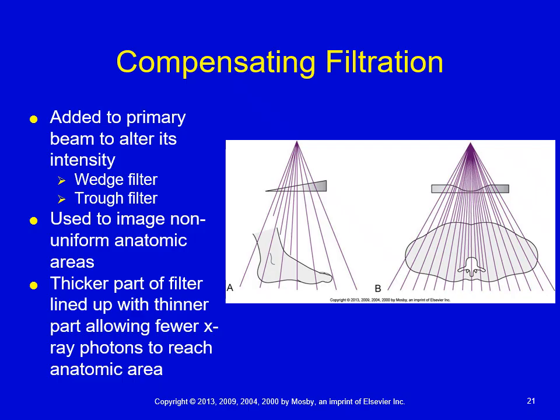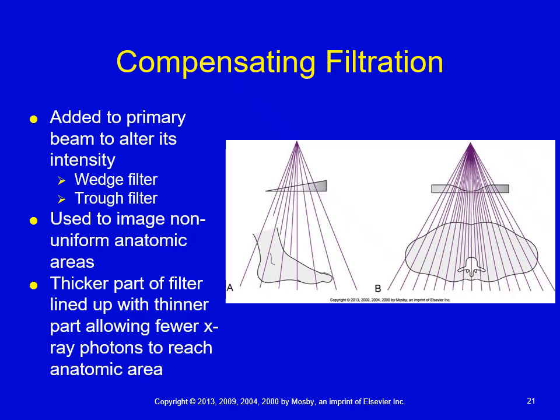So these filters kind of tried to make the thickness of the part appear, so to speak, uniform, because now the X-rays are traveling through something that is more dense and uniform all across. All right, the other one, letter B that you see on the right, that's an example of a trough filter.